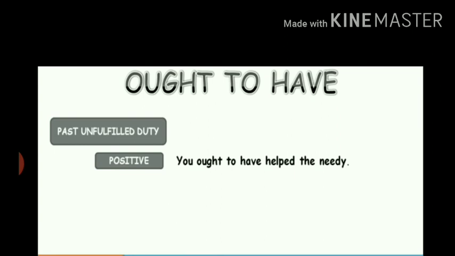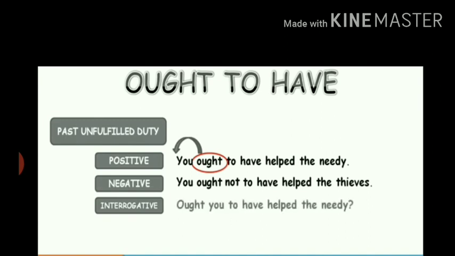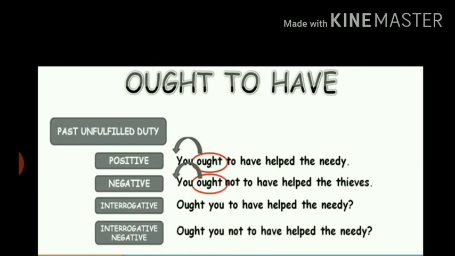Now over here, ought to have is used for duty or action which was not fulfilled in the past. Negative, you ought not to have helped the thieves. Now change this into interrogative. The ought will come in front before subject. So the interrogative sentence will be, ought you to have helped the needy? And then negative interrogative will change into, ought you not to have helped the needy?